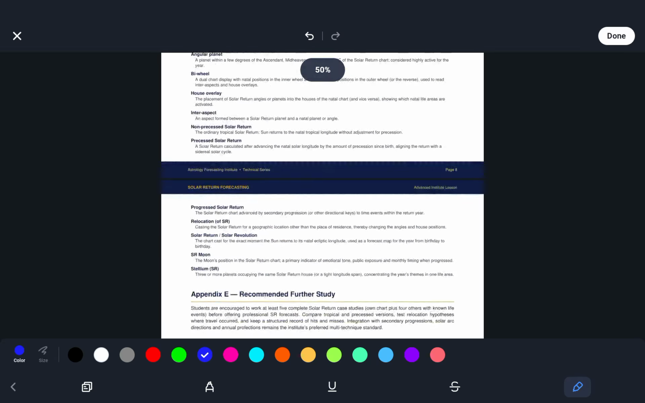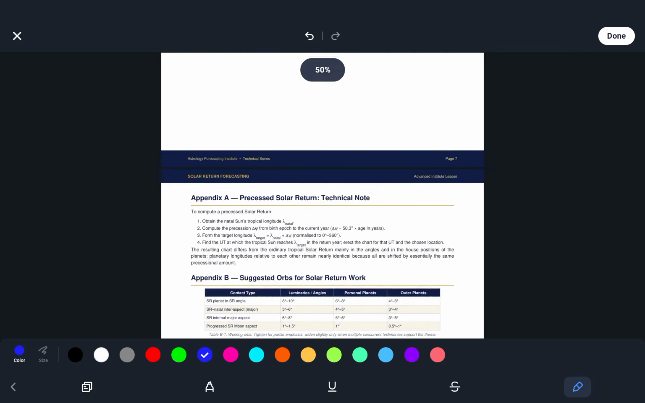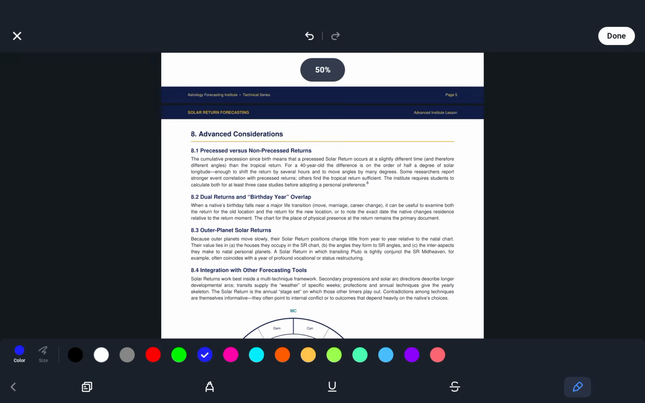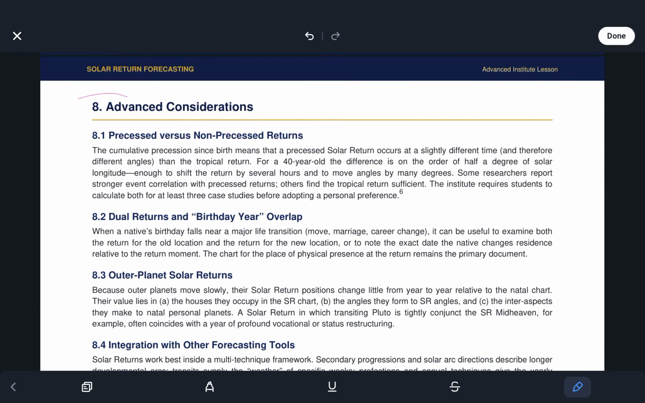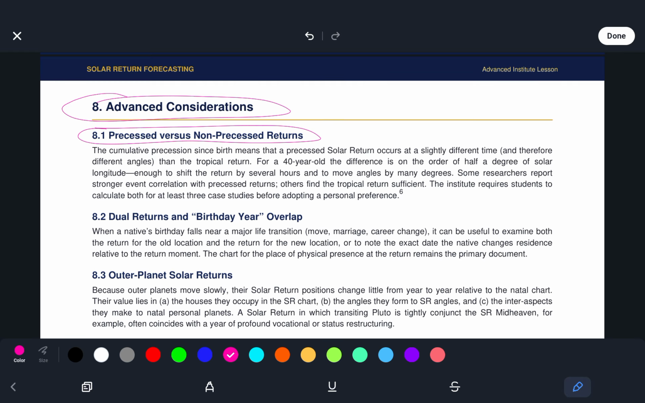Alright, we got 4 more pages left. And we're looking at advanced considerations, precessed versus non-precessed returns.